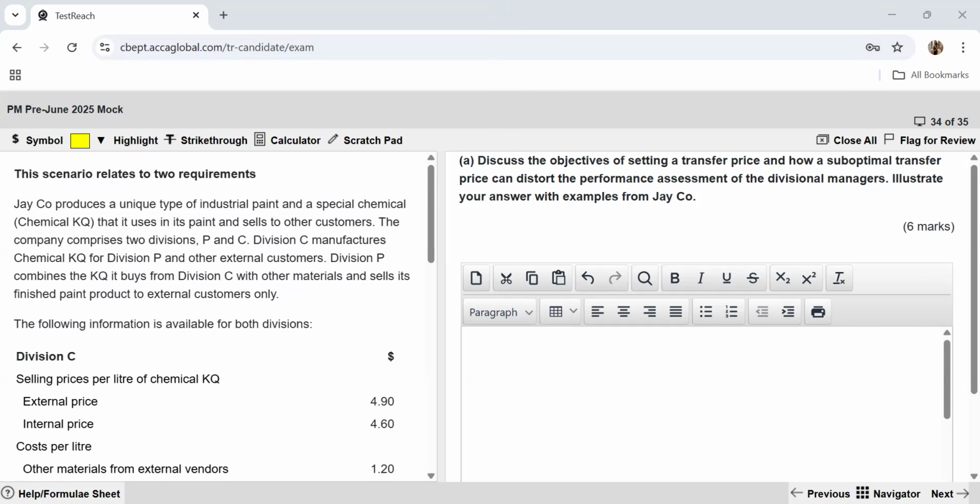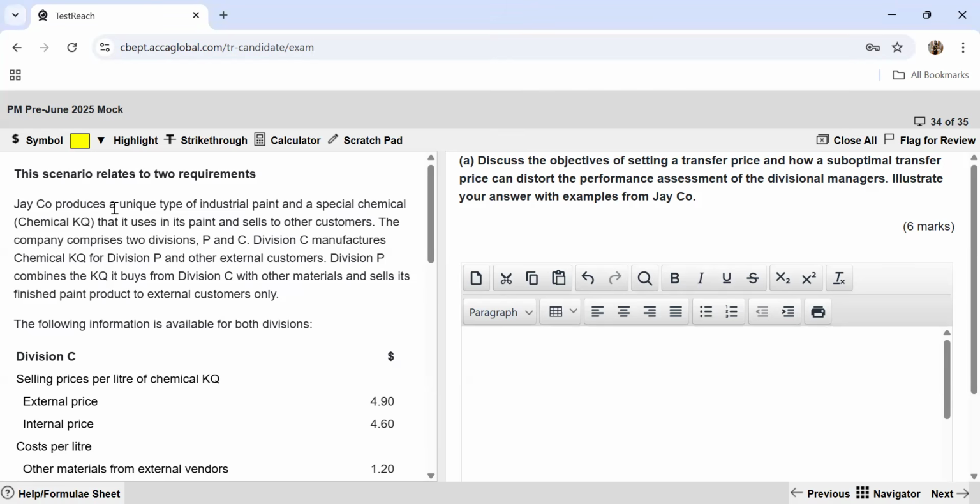So that means not only do I have to give general points that what are the objectives of setting transfer prices and how, if the transfer price is not the correct one, it can lead to a wrong performance assessment of the managers. At the same time, I also have to include examples from this particular scenario, J Company, if I really want to score marks in this requirement. So no general answers, but I will have to link each and everything to the scenario. So let's give the scenario a read.